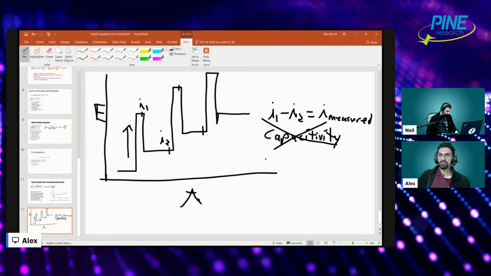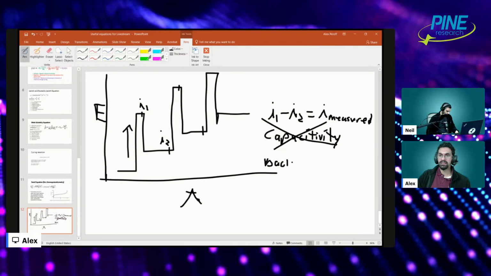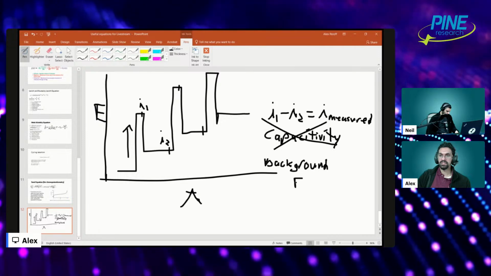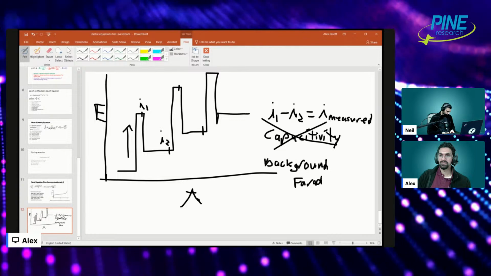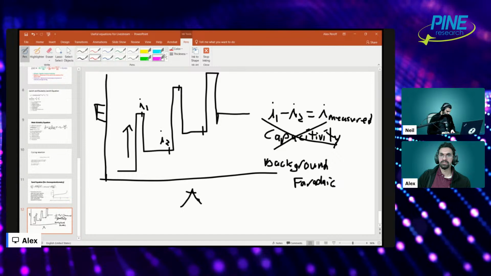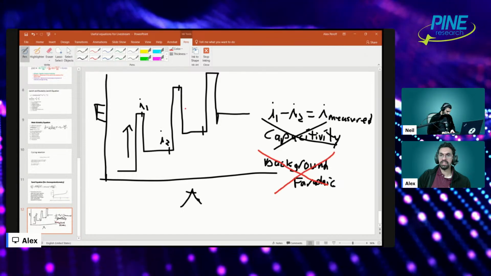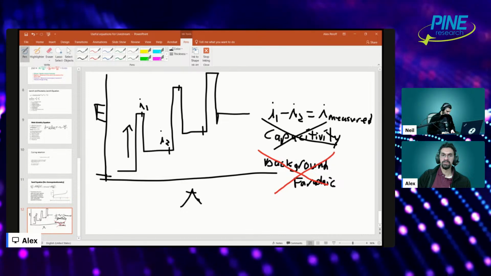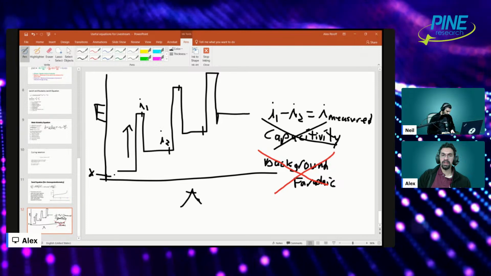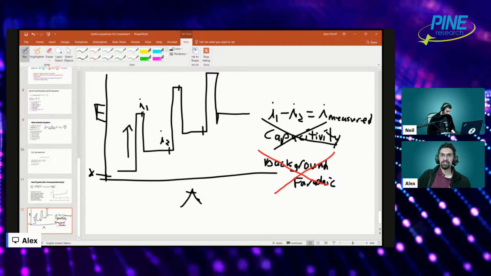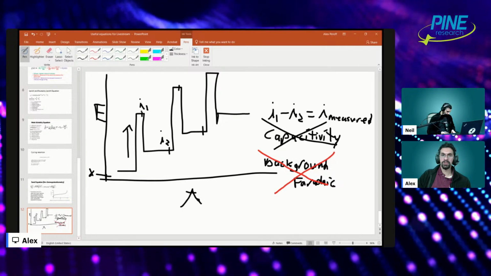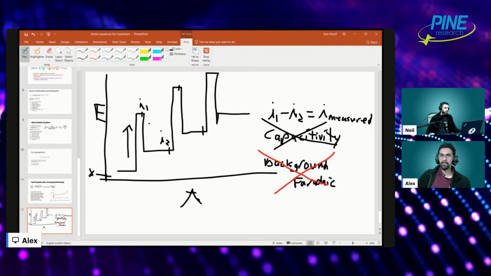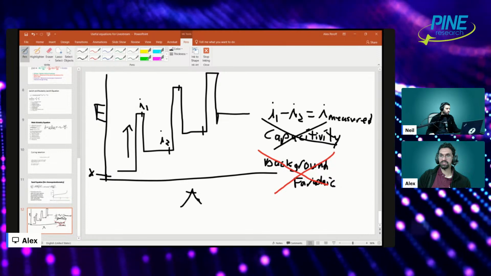And then we also remove background Faradaic processes, which are somewhat less common. The reason why is because let's say there's some process happening at this potential, and it's always there, in the background. Well, you're subtracting a current where the current associated with this background process at I1 is the same as the background current at I2. So when you subtract those two currents, the background Faradaic process goes away.